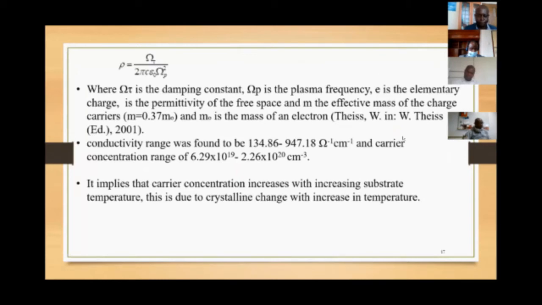The conductivity was found to increase as the temperature increased, from 134 to 947. Carrier concentration also increased, which implies that carrier concentration increases with increasing substrate temperature. This is due to crystalline change with increase in temperature.